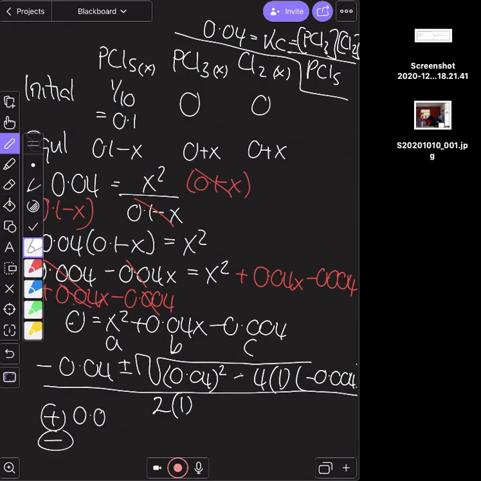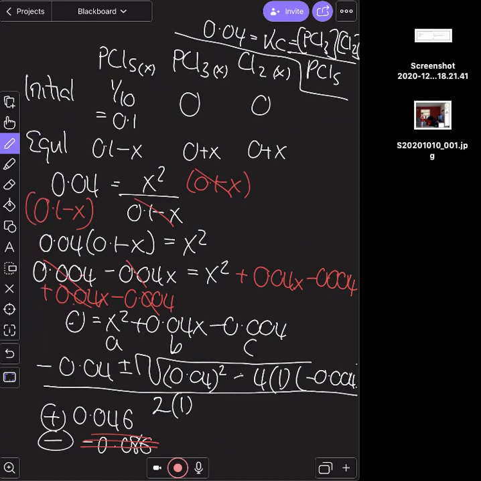So first answer is 0.046, and the second answer is negative 0.086. And we've said in the rules that you ignore a negative number or very large positive, so this is the number we are going to ignore. So our value of x in this instance is 0.046.